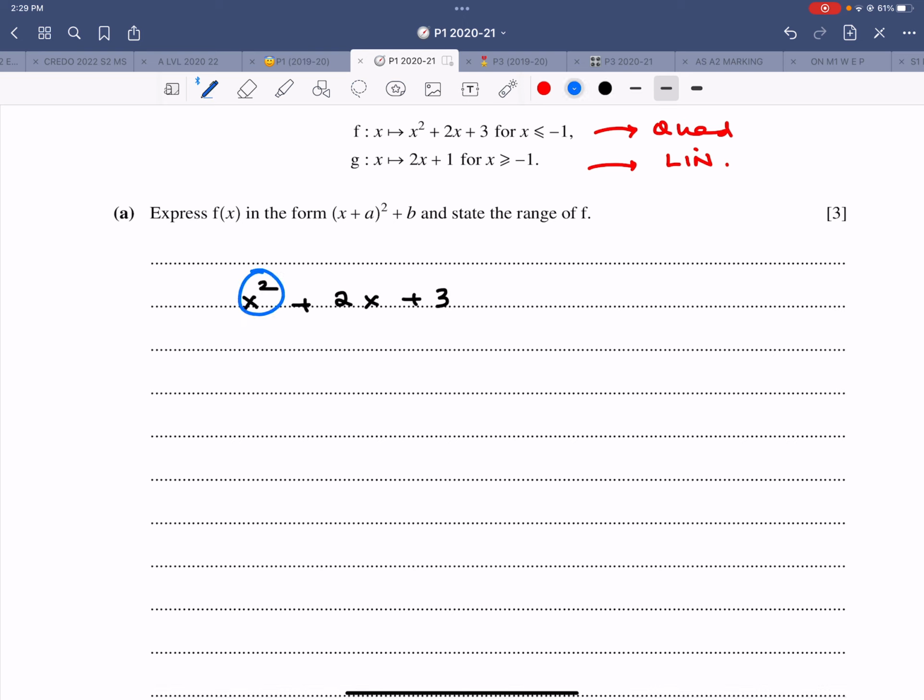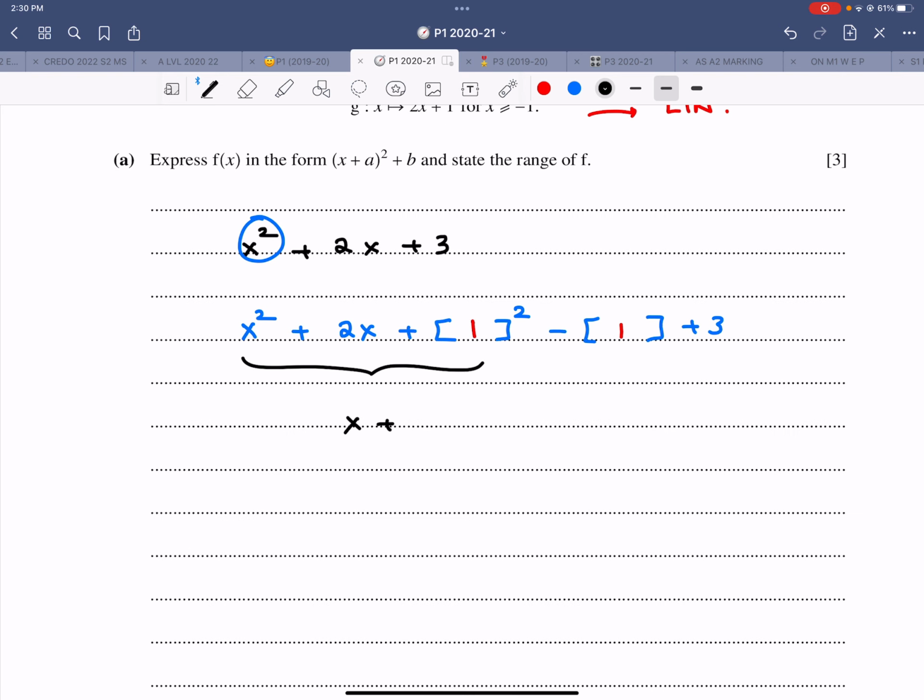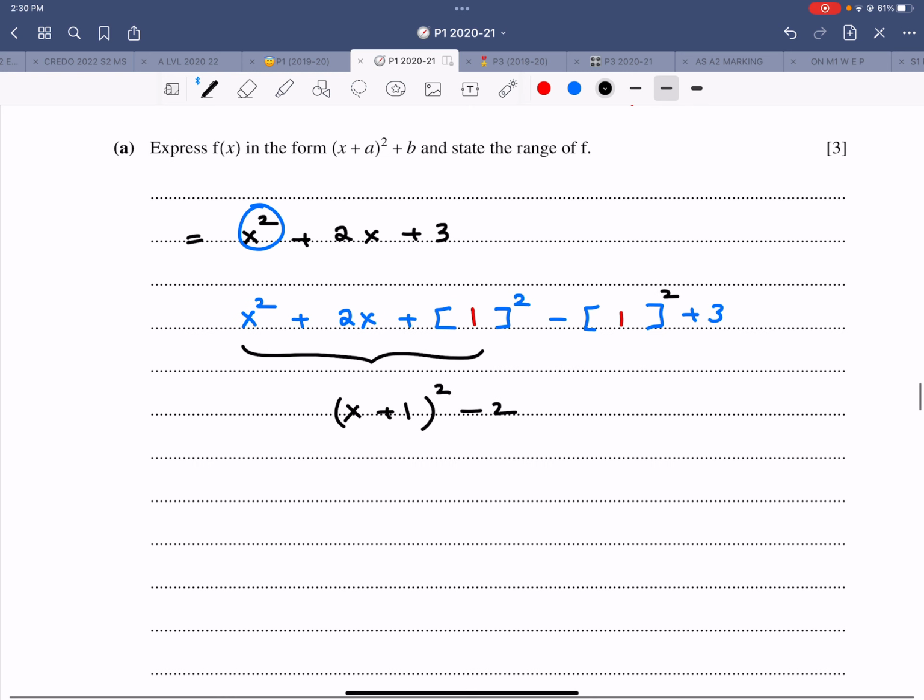Coefficient of x square is 1. It's all good. x square plus 2x plus bracket square minus bracket square plus 3. What goes inside the bracket? Half the coefficient of x. Rewrite the first 3 terms as a perfect square. This is x plus 1 whole square. Minus 1 plus 3 is positive 2. So this is of this form. This is f of x.